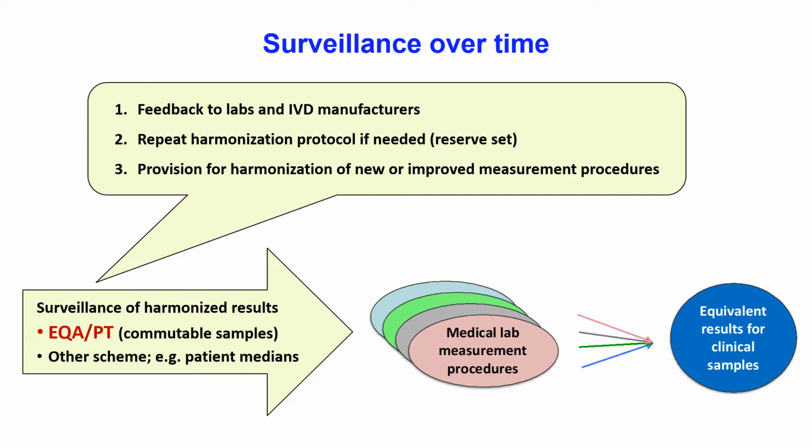This provides feedback both to the laboratory and to the IVD manufacturers on the successful continuation of harmonization, and will identify if repeat harmonization protocol is needed, for example, based on a reserve set or preparing a new set of harmonization reference materials. And also is a provision to provide harmonization for new or improved measurement procedures that come on the marketplace after the time the initial harmonization was achieved.